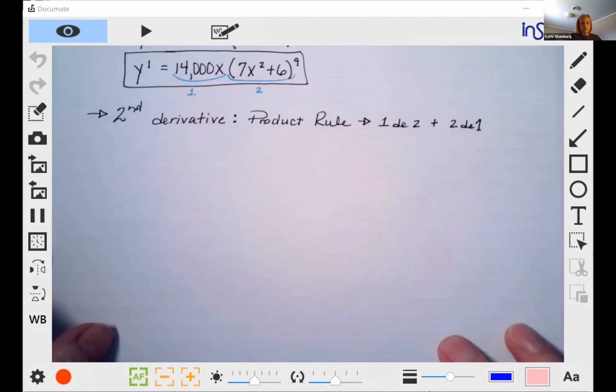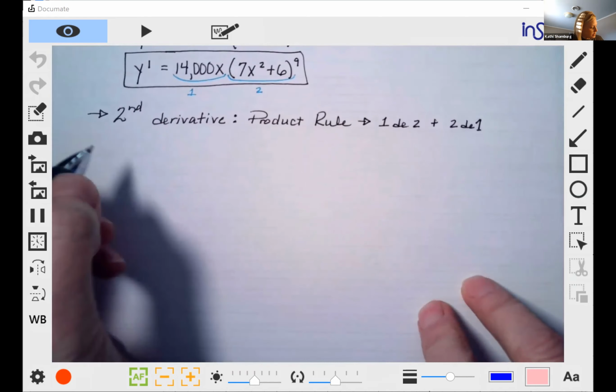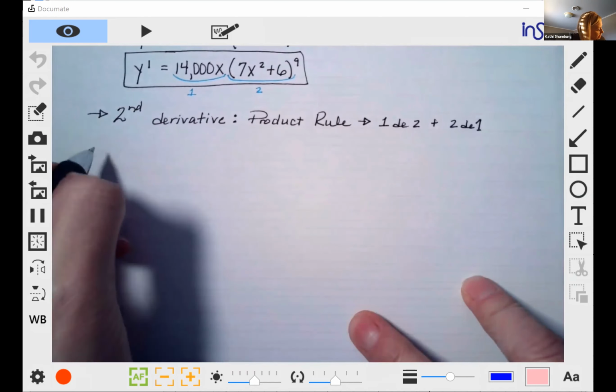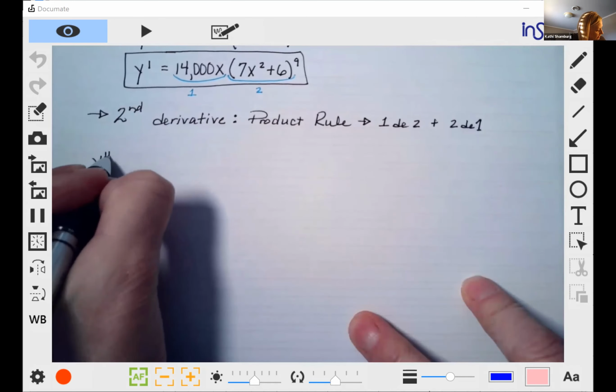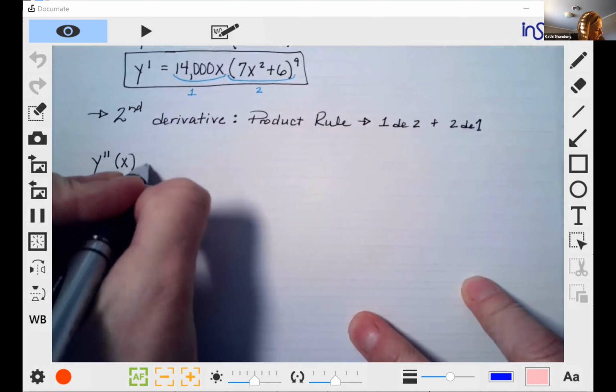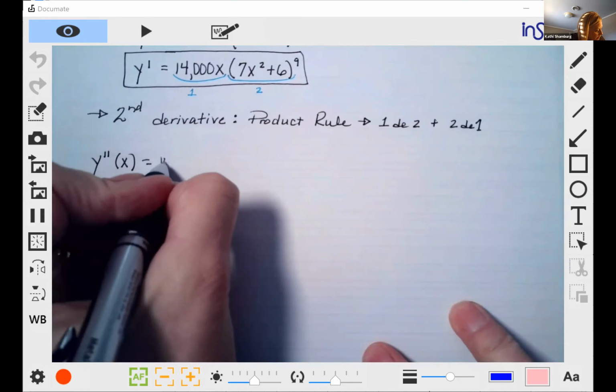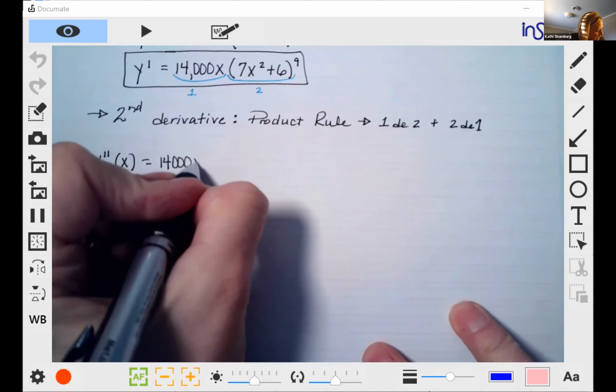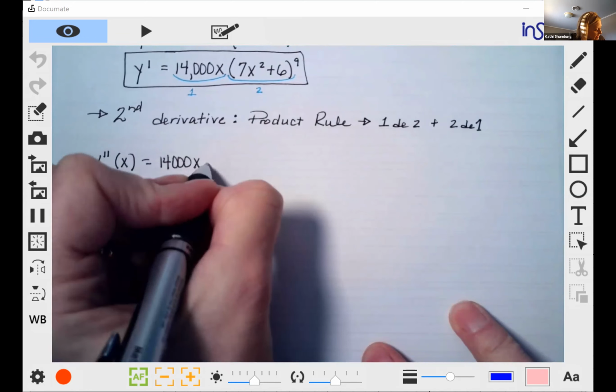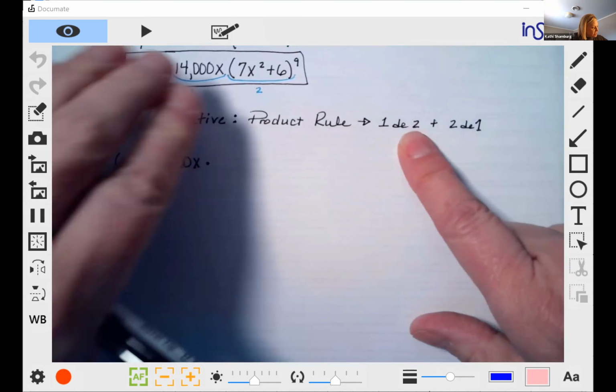All right, I want to be able to see that. All right, so we're going to take the second derivative. So we're going to do 1, 1 is 14,000x times the derivative of the second.